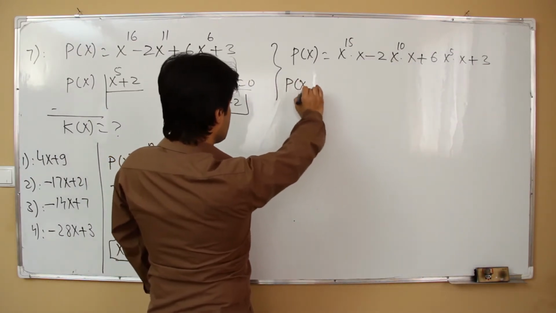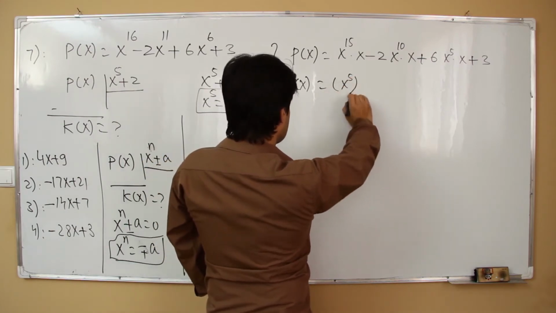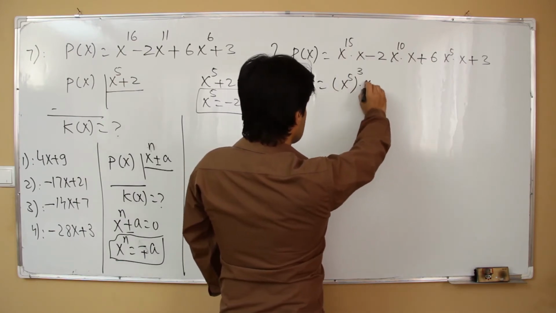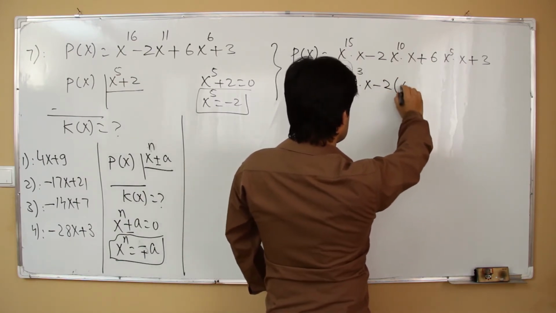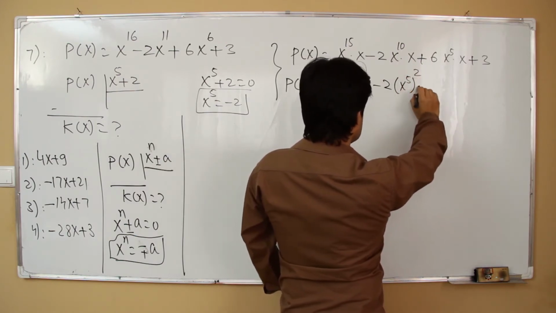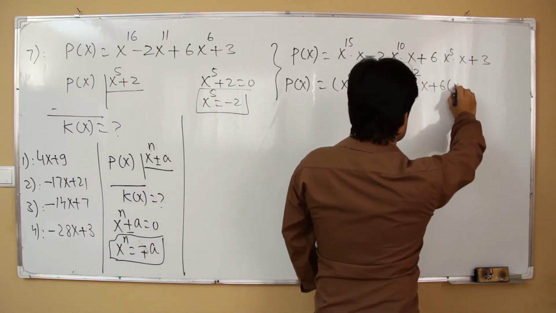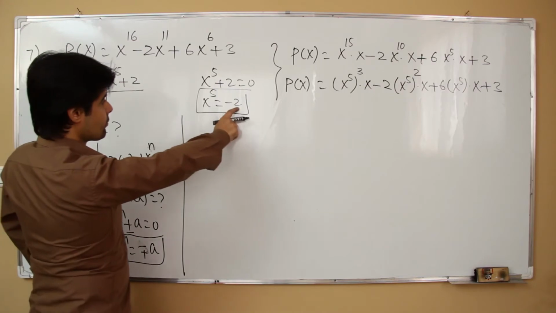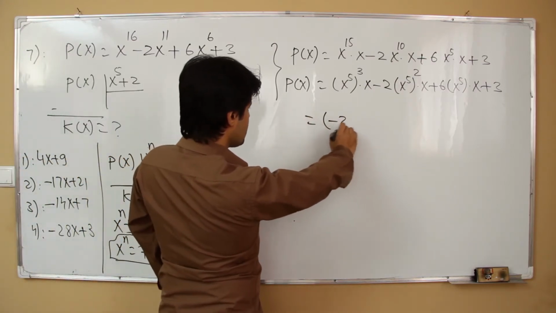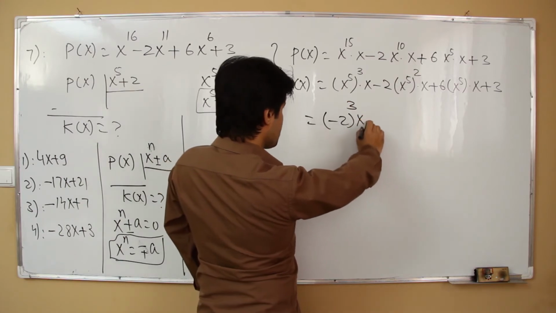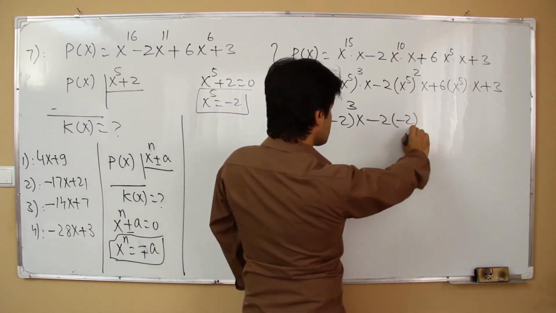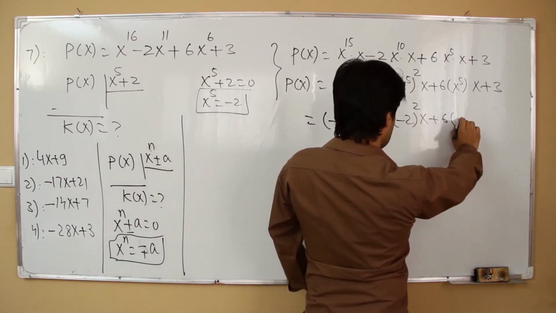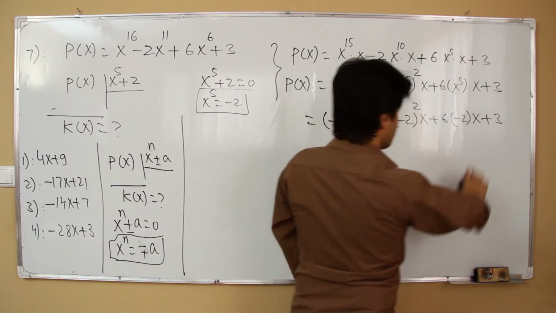Now in Px, can we write this one as x to the power 5 whole to the power 3? Yes, 5 times 3 is 15, times x minus 2. How can we write this one? X to the power 5 whole to the power 2 times x plus 6, x to the power 5 times x plus 3. Now instead of x to the power 5, you have to put minus 2. So minus 2 whole to the power 3 times x minus 2. This is minus 2 whole to the power 2 times x plus 6, instead of x to the power 5 minus 2 times x plus 3.